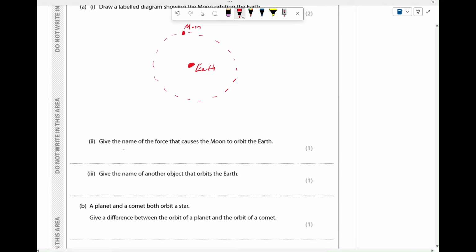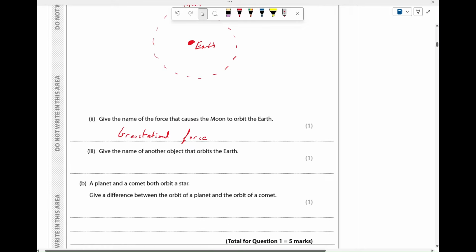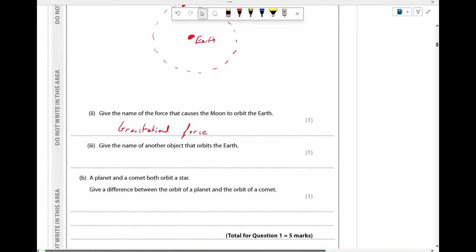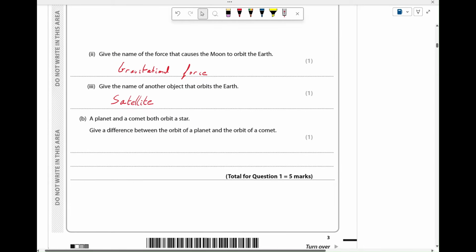The force is the gravitational force. Don't use the word gravity. Gravity is generally just a bad word. The gravitational force. Give the name of another object that orbits the Earth. It would be a satellite, an artificial satellite. I'm thinking of some sort of satellite, the space station, something like that, but some sort of artificial satellite.